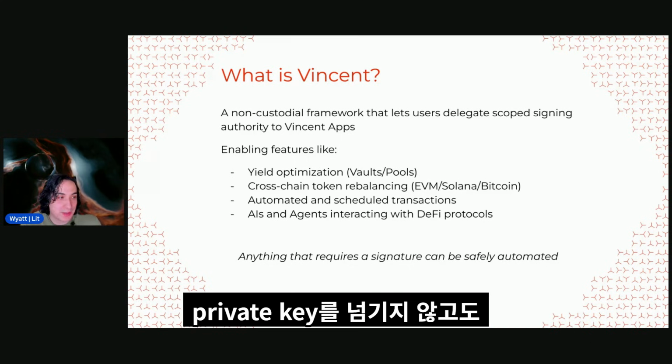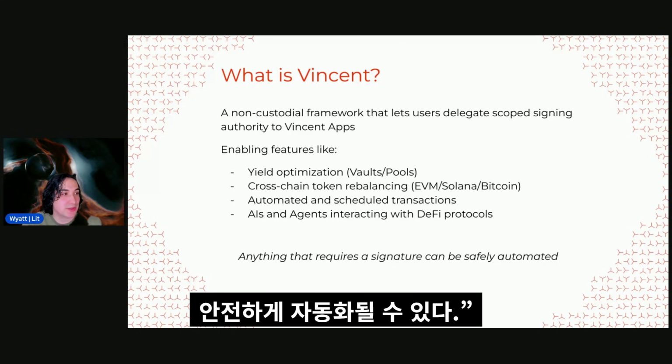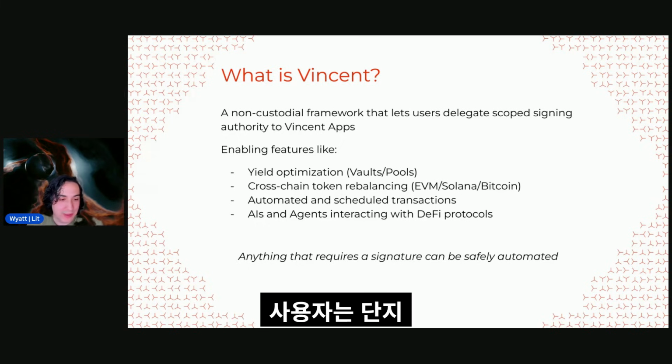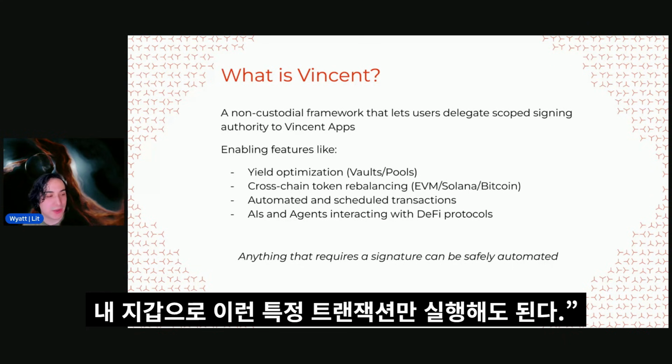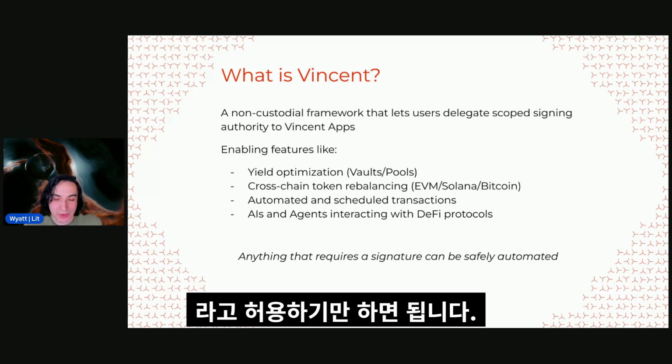And so the big tagline for this is anything that requires a signature can be safely automated, because you're no longer entrusting the service that's producing the automation with a private key. Instead, you're just saying, I'm giving you access to execute these very specific transactions using my wallet under specific conditions.